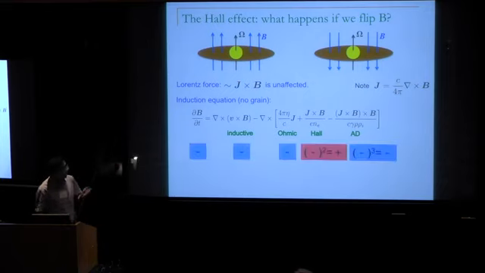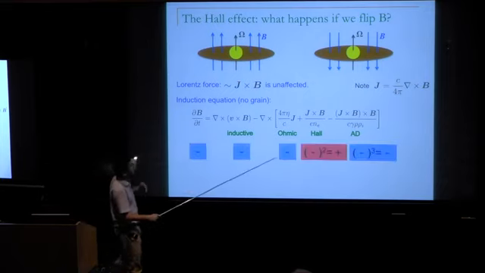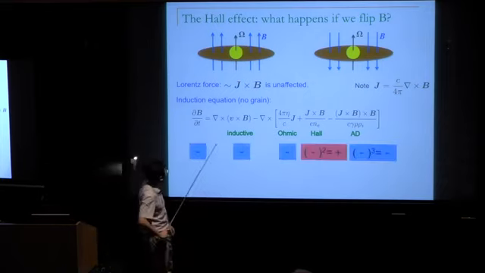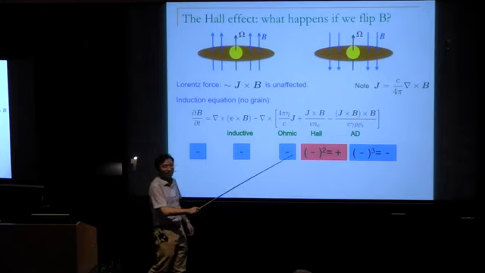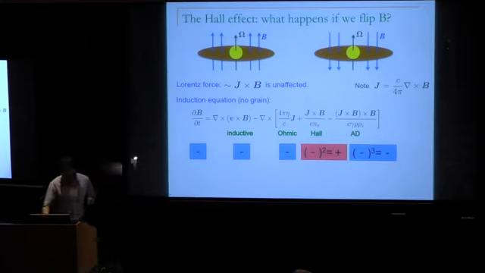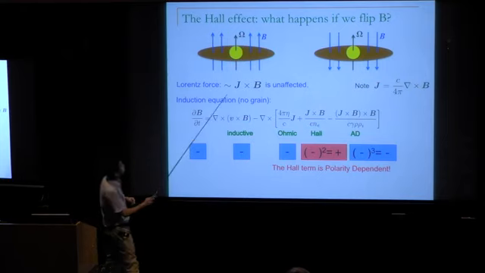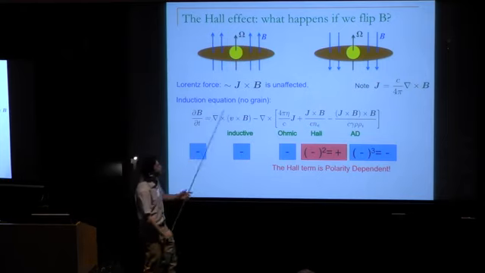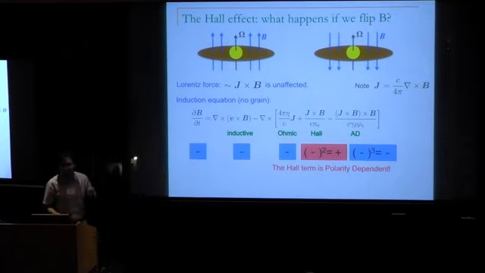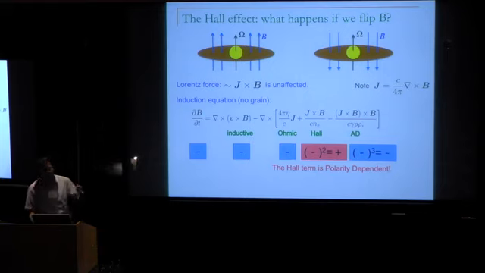But what's affected, if you look at the induction equation, if you change the sign of the magnetic field, everything changes sign except the Hall term. So that basically makes this term a polarity dependent term, right? So depending on whether the background field is, say, aligned with rotation or anti-aligned with rotation, it can affect the evolution of the magnetic field differently, and hence it affects the overall dynamics differently.